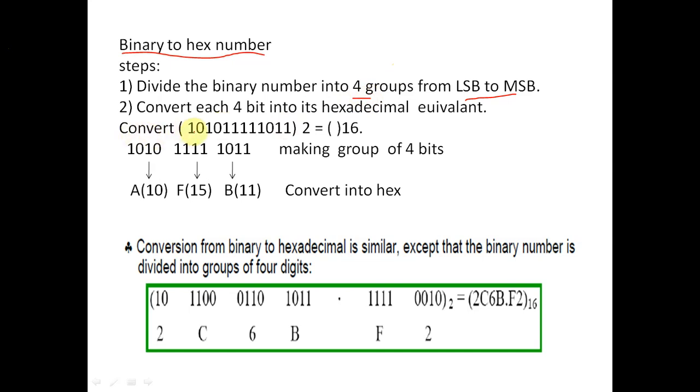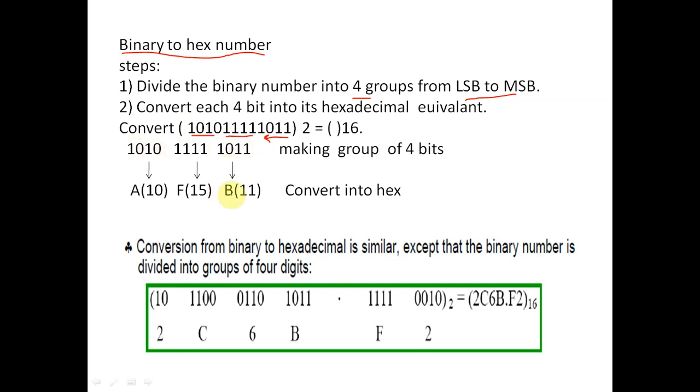This is the given number, and it is converted into a hex number. The given number is divided into 4 bits. The first group is 1011. The second group is 1111. And the third group is 1010.